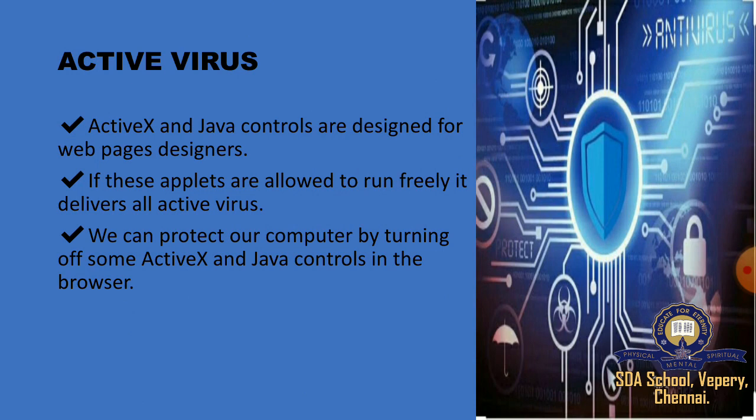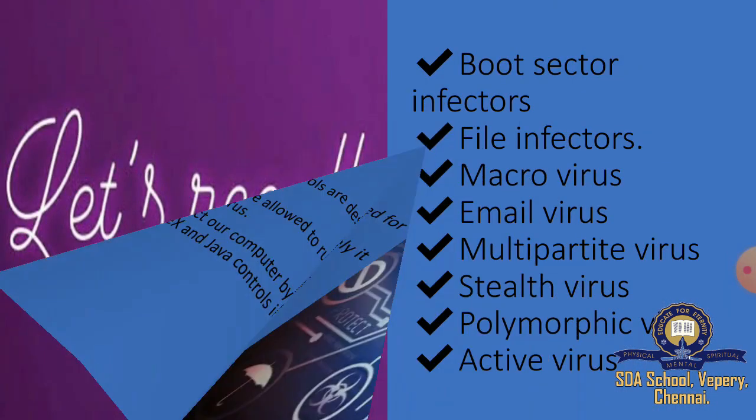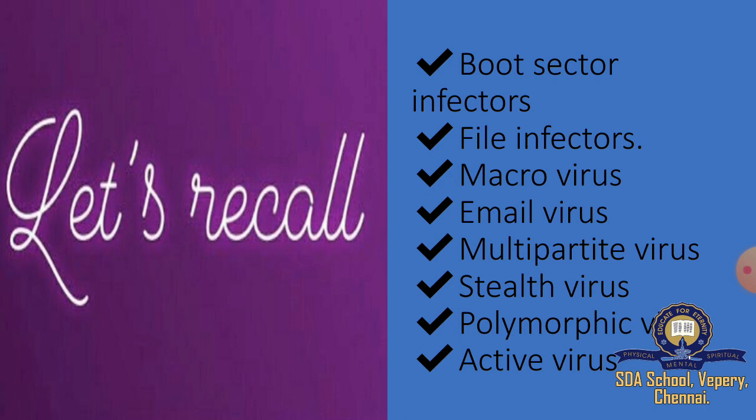First, you must know what an applet is. An applet is a small application that performs a specific task. It is designed to run within another application. We saw 8 types of virus in detail. Let's recall these types of virus once again.